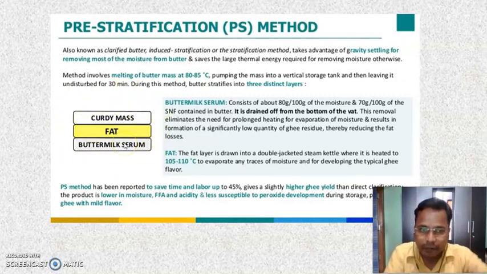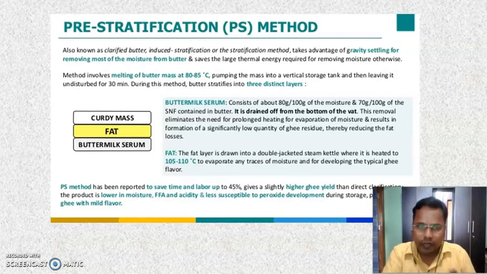It means that when this layer is removed from the ghee boiler, just two layers are remaining here, that is the curdy mass and the fat. The middle part is called the fat, and this is the curdy mass. After removing this part, only two layers are remaining here.